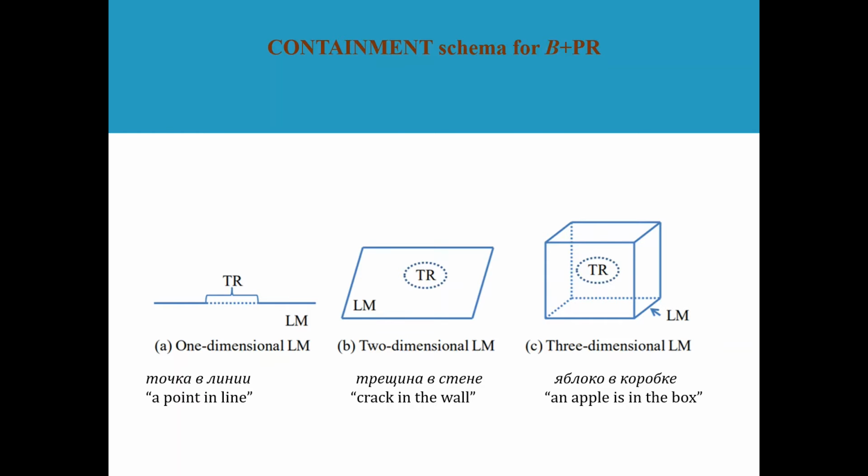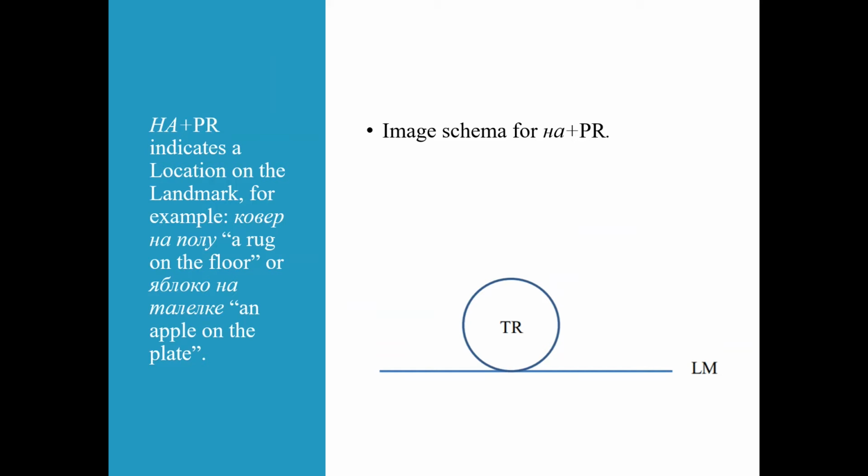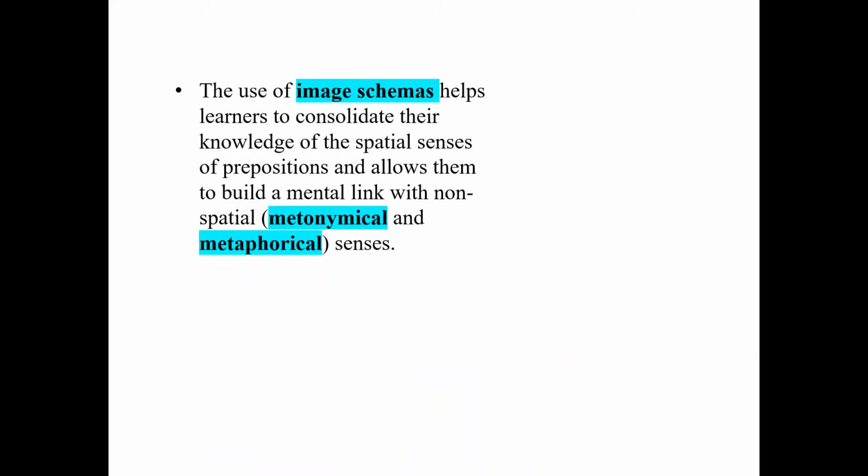The preposition na plus the prepositional case indicates a location on the landmark. For example, ковер на полу, a rag is on the floor, or яблоко на тарелке, an apple is on the plate. These senses of na plus the prepositional can be represented in the following schema. Teaching materials based on cognitive linguistics commonly use image schemas to represent the spatial senses of prepositions.